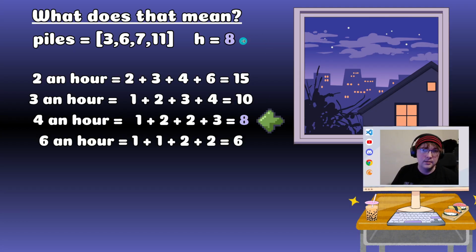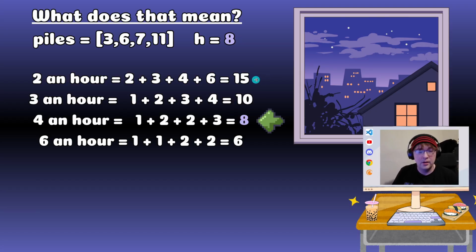Now, that is not 8, so you have to ask yourself, should I be eating fewer bananas or more bananas? If you were to check fewer bananas, you would see that with 2 bananas an hour, it would take 2 hours to get through 3 bananas, 3 to get through 6, 4 to get through 7, and 6 to get through 11. But that would get us further away from our goal and set it to 15.